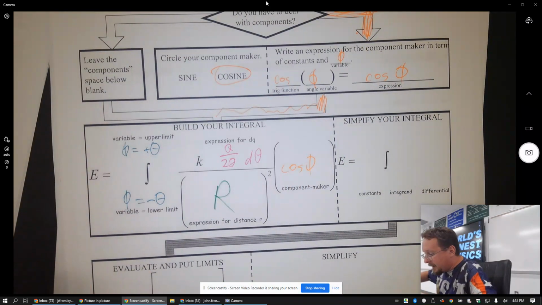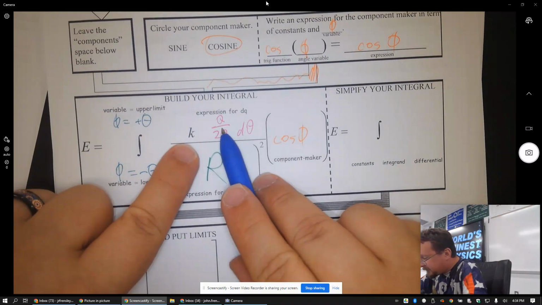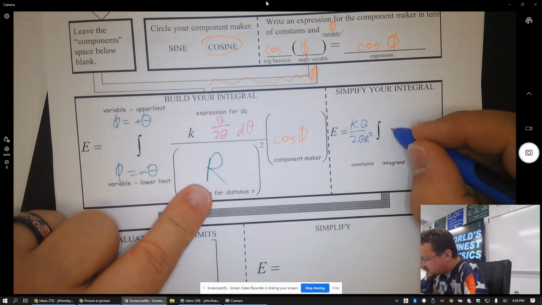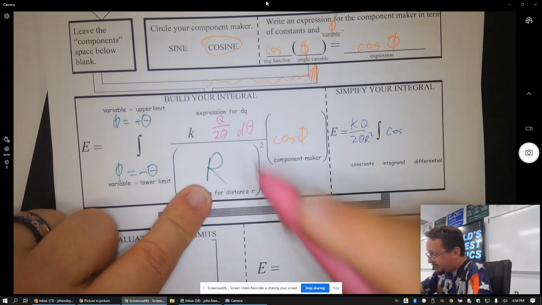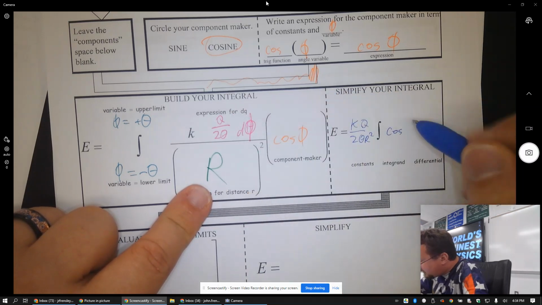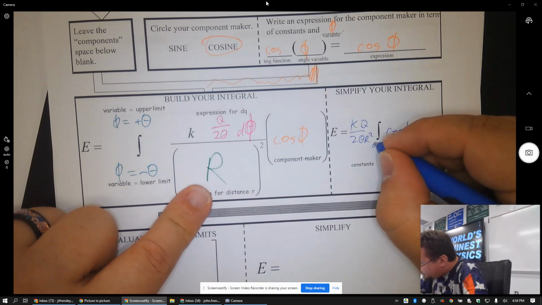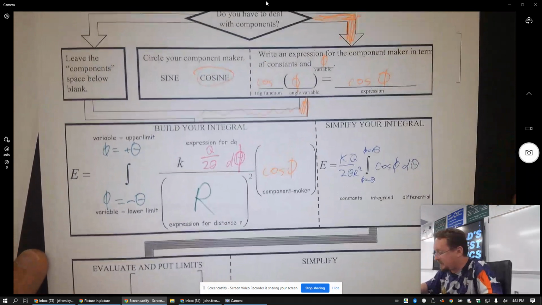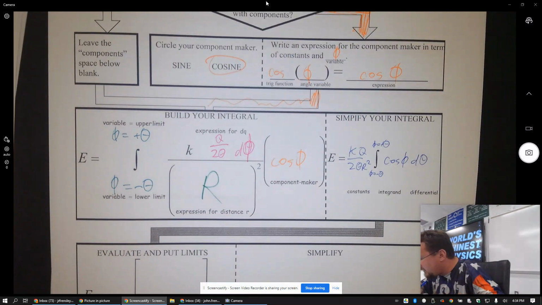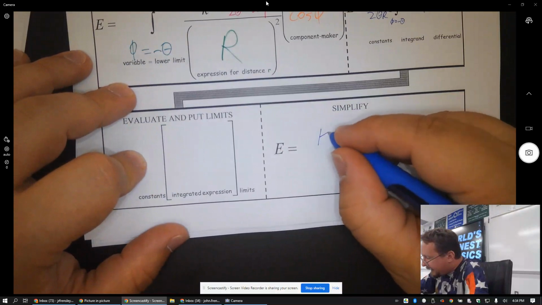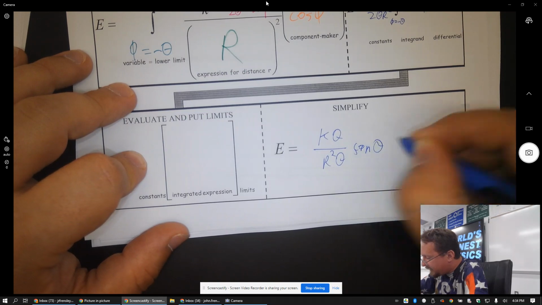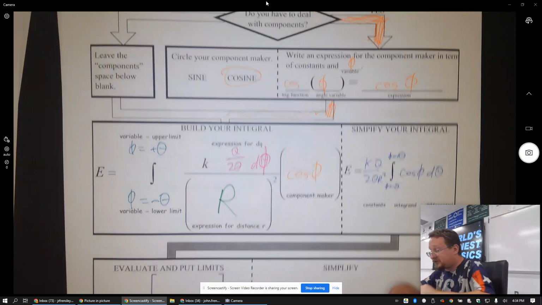So now what am I going to do? I'm going to dress this up. Let's take out some constants. How about K, Q over 2 theta R squared, and I just get cosine. Oops, that was supposed to be a d phi, not a d theta. All right, so you just get cosine phi d phi. We're going to go from phi equals negative theta to phi equals positive theta, right? And then this is just a joke, right? That's a pathetic joke that you just get KQ over, I think it just winds up being KQ over R squared theta times sine of theta, something like that, right? You figure out the integral. The point of the flow chart is to help the students set up the integral.